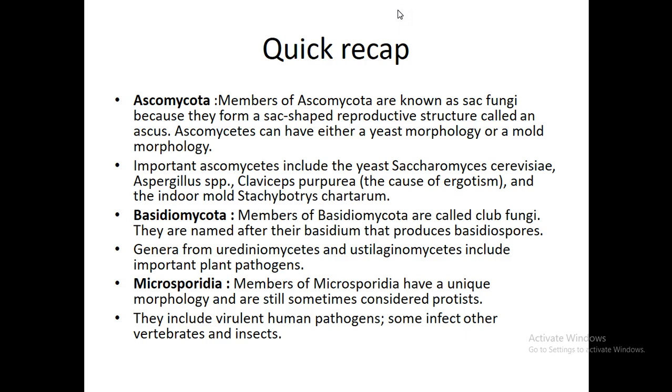Basidiomycota: the members of this class are known as club fungi. They are named after their basidium that produces basidiospores, and include genera from Urediniomycetes and Ustilaginomycetes. They include important plant pathogens that cause rusts and smuts. Then comes Microsporidia. The members of this class have a unique morphology because they contain a polar tube. Some of the scientists consider them protists. They include virulent human pathogens, and some can infect other vertebrates and insects as well.